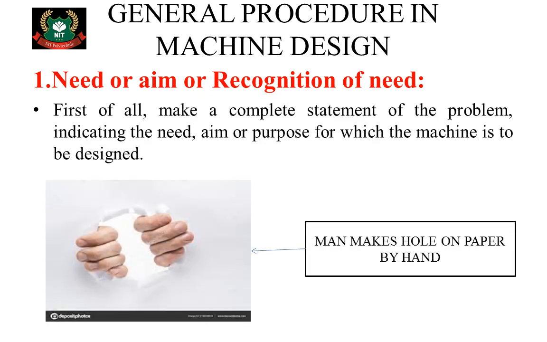This can be explained with the help of the following example. The figure shows a man making a hole on paper by hand, but he is not able to make a perfect hole by hand. So in this condition, what is the need? Making a hole of definite dimension, that is our aim.